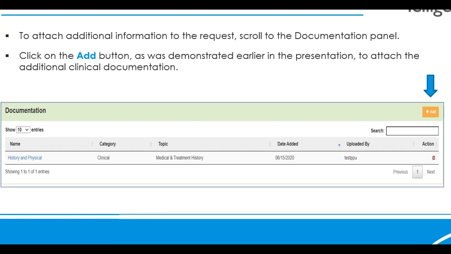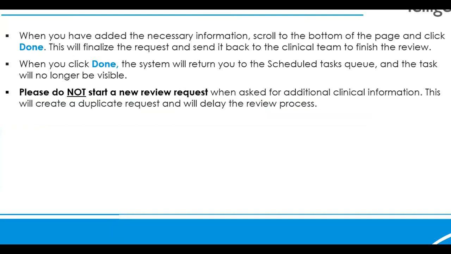Once you do that, you'll click done. You'll notice that that task goes away, and that review then goes back to our review staff for completion of the review. So again, once you have the necessary information that's being requested for that review, you can scroll to the bottom of the page and click Done. That will finalize the request and send it back to the clinical team to finish the review. That task will no longer be in your task queue. And again, the review team will have it and be able to complete their review process.